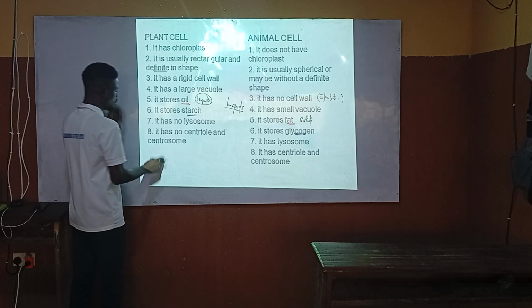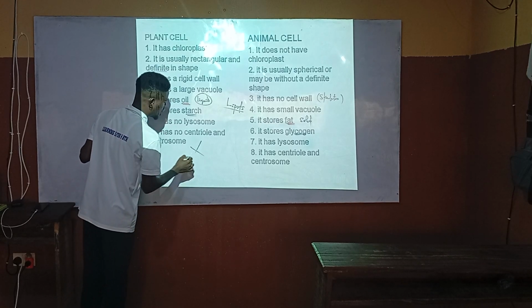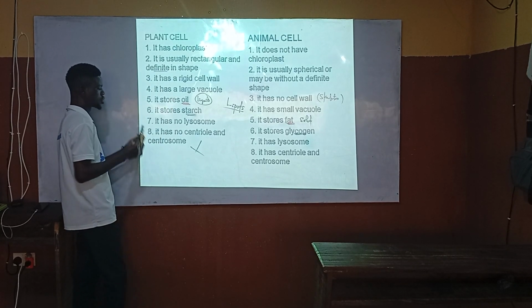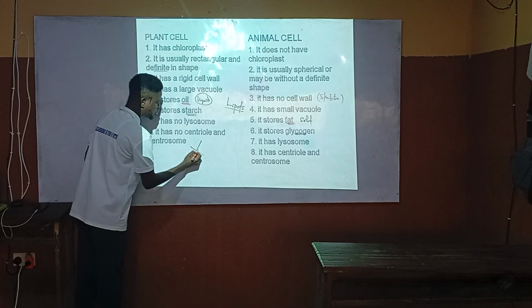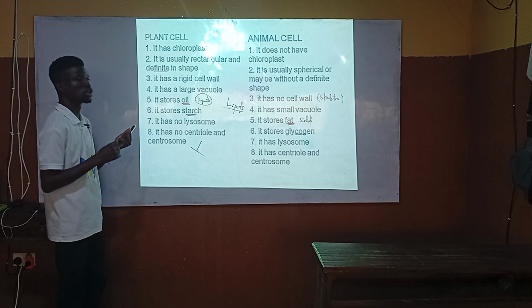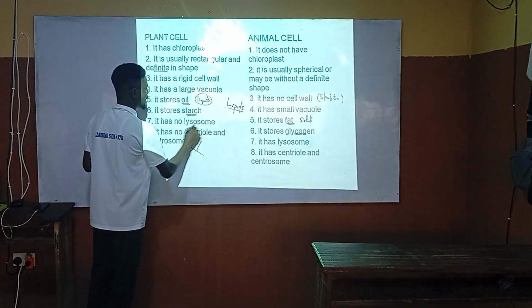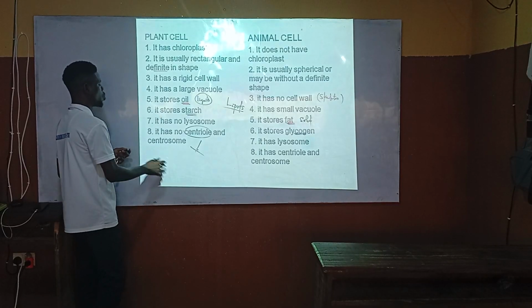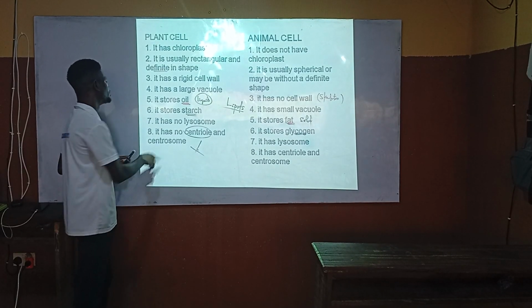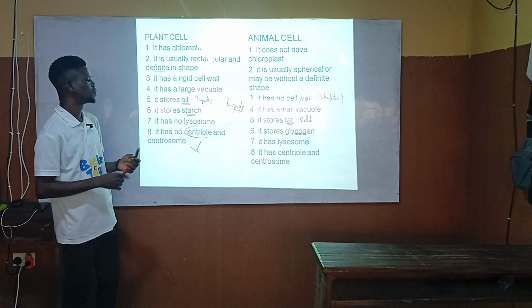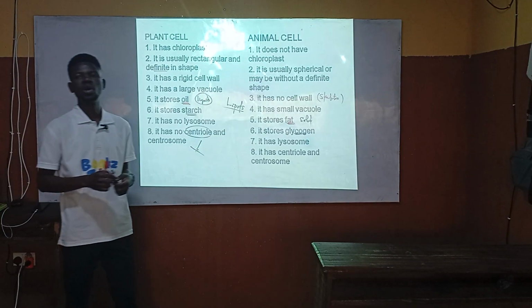Number 8, it has no centriole and centrosome. We have mentioned that. We said the centrosome is made up of what? 2 structures positioned at right angle to each other, and we call those structures centrioles. So centrioles make up what we call the centrosome. Both of them are absent in plant cell, but they are present in animal cell.